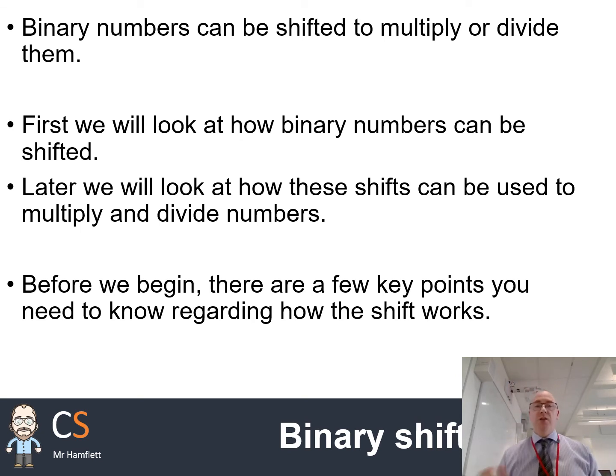Okay, dokie. So, bit shift. Binary numbers can be shifted to multiply or divide, and this is one of the uses of them. It's not the only use of it, but it's the one that we study at GCSE. So I'm not going to confuse you with any others. So, first of all, we're going to look at how binary numbers can be shifted. Later, we're going to look at how this shift can be used to multiply and divide numbers.